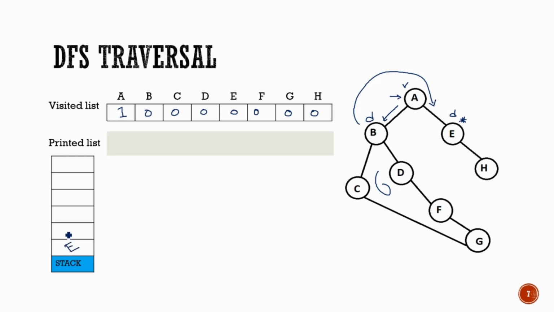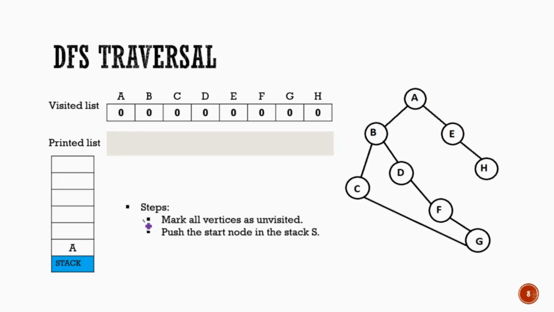Also, we push the other nodes like B, C, G as they are discovered, and we delete these nodes as they are visited sequentially. So once we complete visiting the left branch, we can get back to the node E. So the concept of backtracking can be easily implemented using a stack. So initially all the nodes are unvisited and we push the start node in the stack.